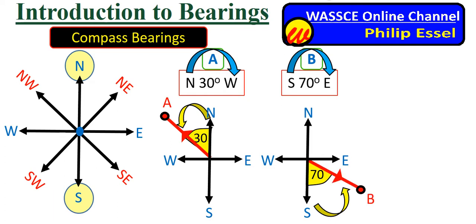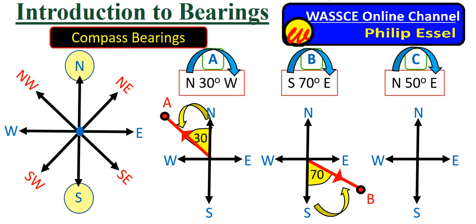Let's look at town C. It is located at a position north 50 degrees east. What this means is that from the north towards the east, we would move 50 degrees. As usual, we would first draw our 4 cardinal points. We will then move 50 degrees from the north towards the east. Our town C would be at this position.